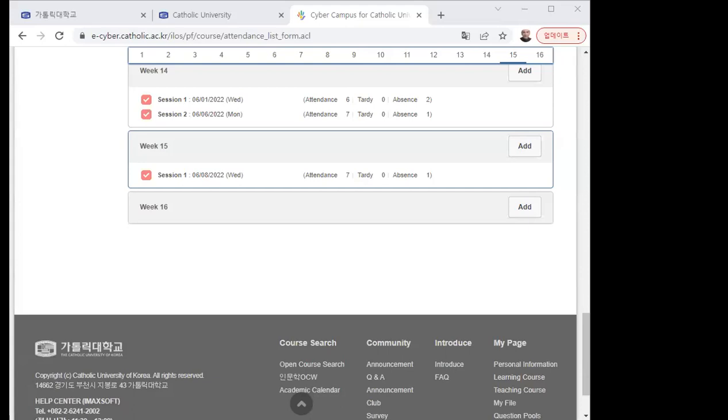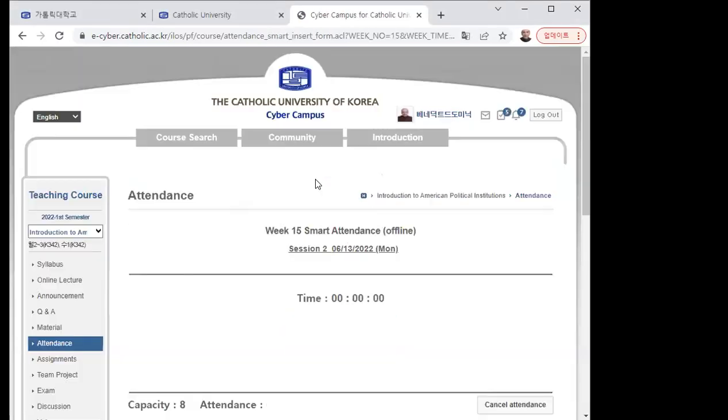Close this, close this, close this, and we go to attendance and scroll down. Make sure you can see all of this. So go here, and your smart attendance number is 326, 326.